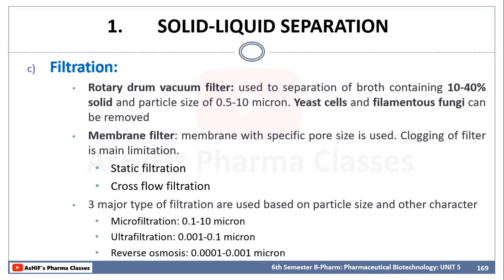So mainly it is used to separate broth containing 10 to 40% solids and a particle size of 0.5 to 10 micron. Yeast cells as well as filamentous fungi can be removed.